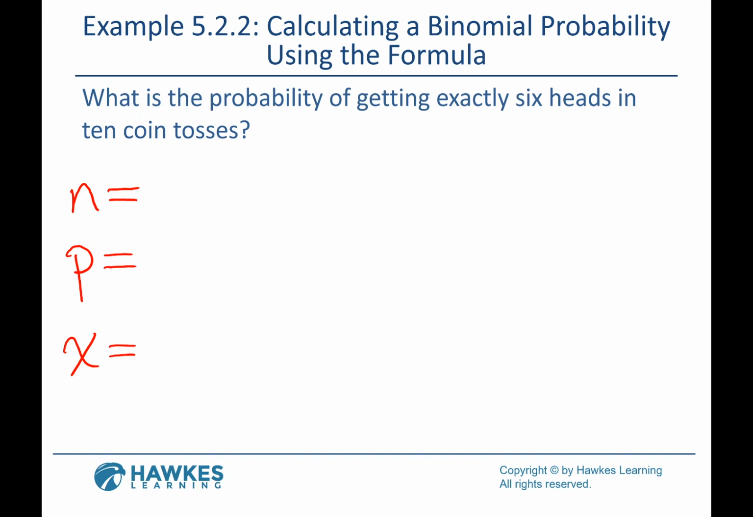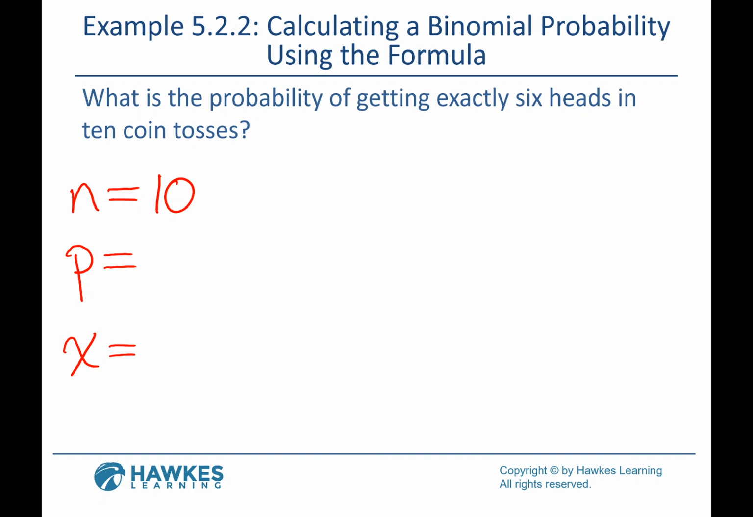N is the number of trials we're doing, the number of times we're going to do our experiment. So what's N going to be on this one? 10. We're doing 10 coin tosses, so N is 10.